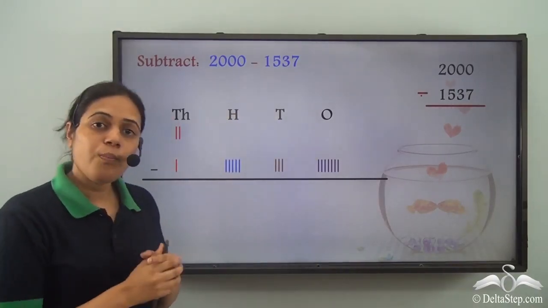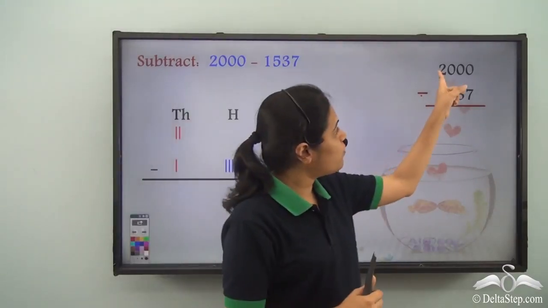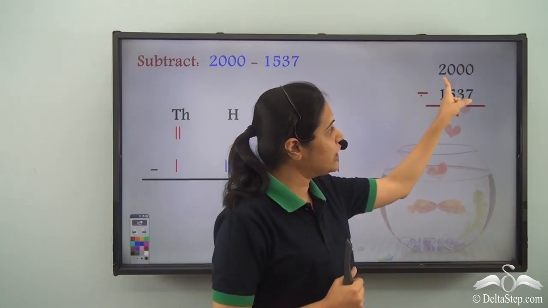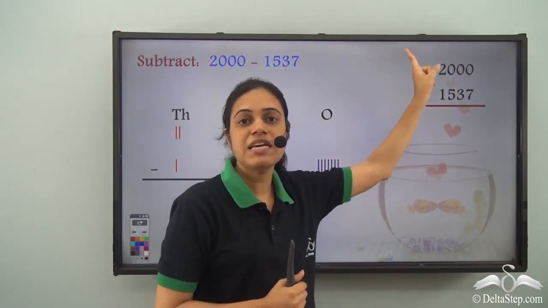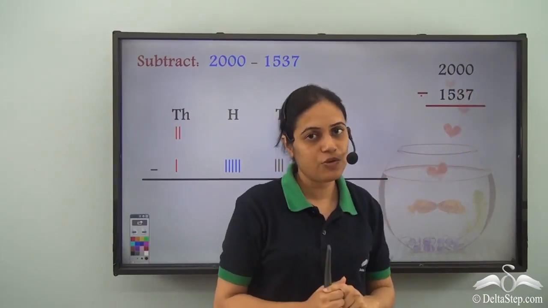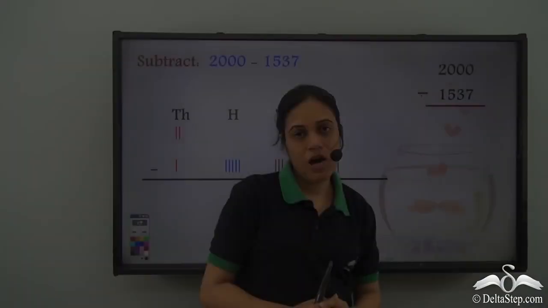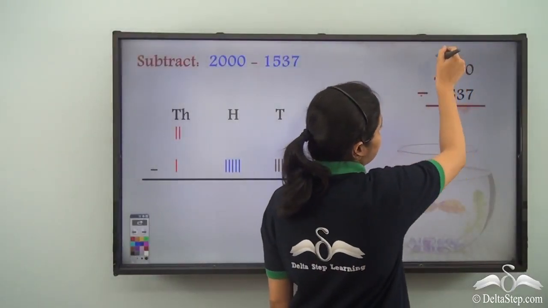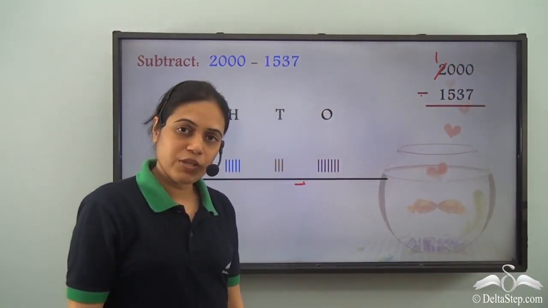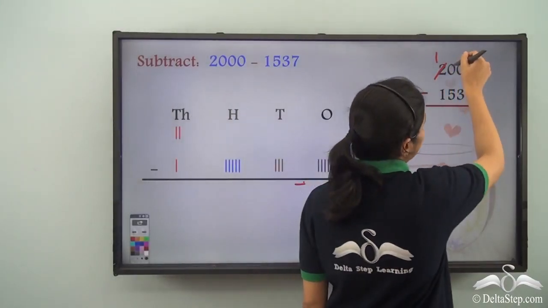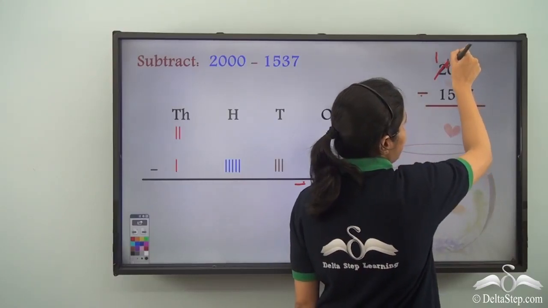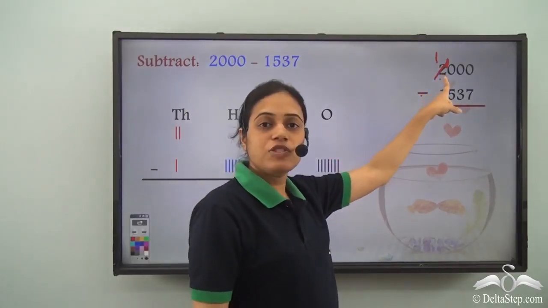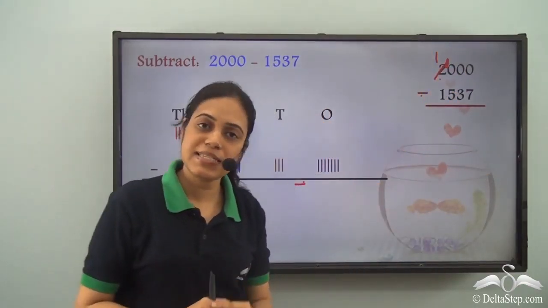We need to borrow, and we need to borrow from the thousands place, because the thousands place is the only place to the left of the ones place which has a digit other than 0. So I need to borrow from the thousands place. So what do we do? We take away 1 from the thousands place, and this 0 of the hundreds place becomes 10.